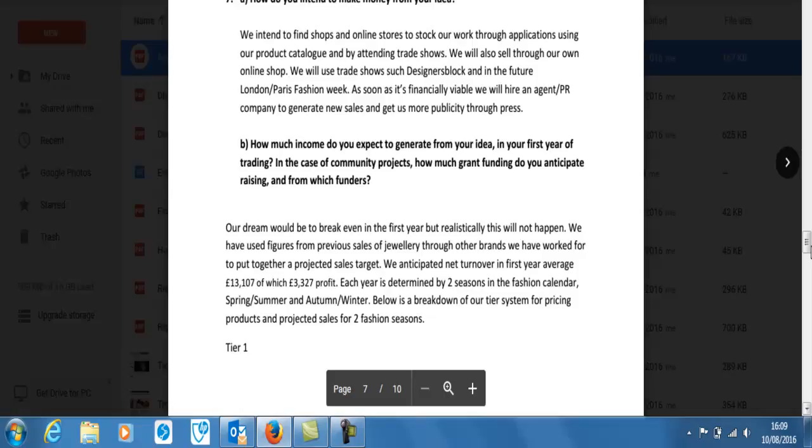So we want, even though this is a shorter question, we want a detailed answer. Here you can see this person has said, we intend to find shops and online stores to stock our work through applications using our product catalogue and by attending trade shows. So they've made clear that they don't intend to sell directly to their customer. They're going to use third parties to do the sales on their behalf, probably because they've got a bigger reach. But whatever you decide, we want to know why you're doing that as well.